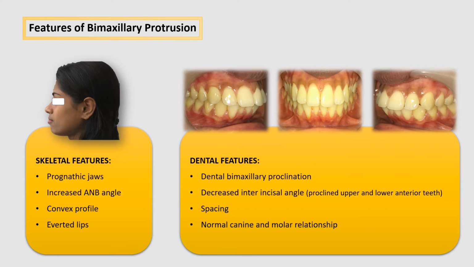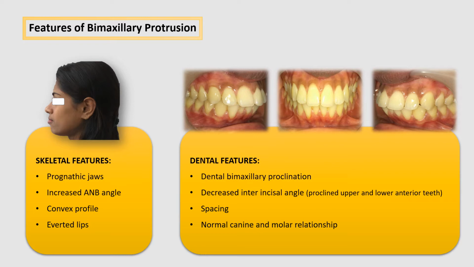So we shall start the discussion with bimaxillary protrusion. So here are some of the features of bimaxillary protrusion. They are basically divided into skeletal features and dental features. The dental features here are dental bimaxillary protrusion, that is proclination of the upper anteriors and the lower anteriors, decreased interincisal angle, and also spaced teeth. And you will however notice a normal canine and molar relationship.